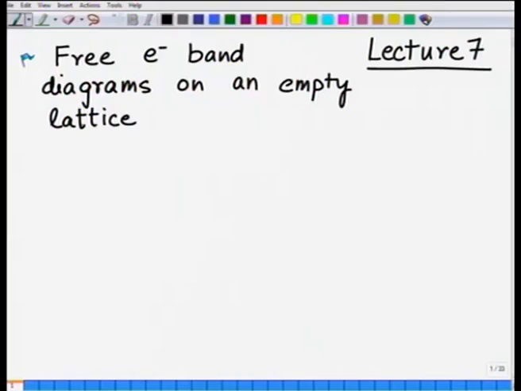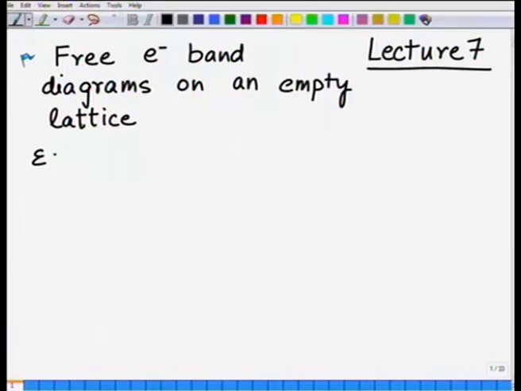Okay, welcome to lecture number 7. Today we are going to plot these free electron band diagrams on an empty lattice. What that means I will explain in a minute, but let us recall what we did. Let us see what we are trying to do.